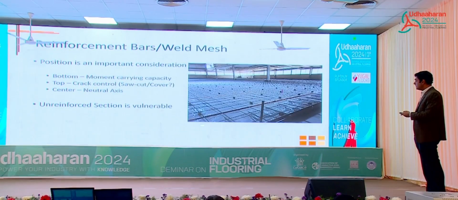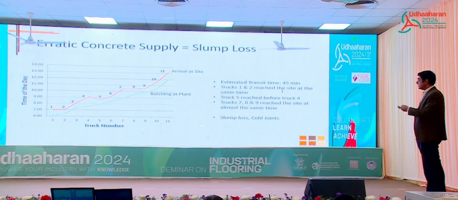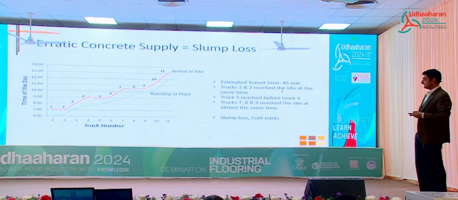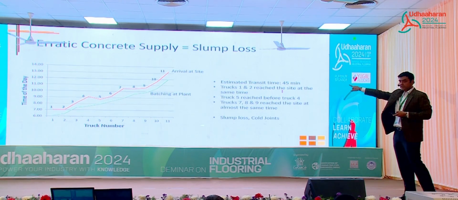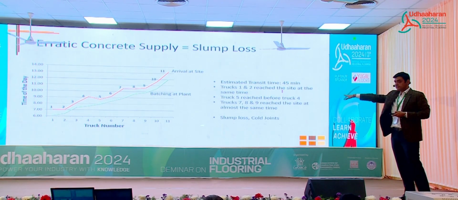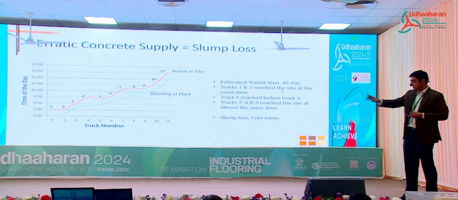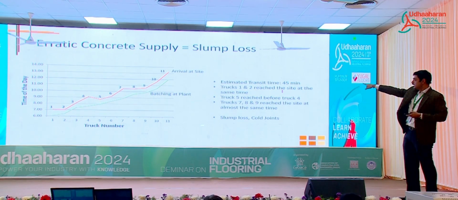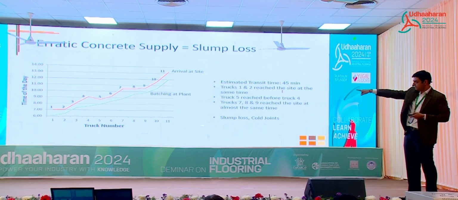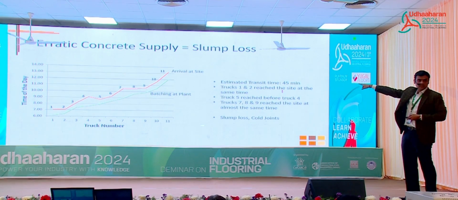Okay, sorry. So this is site data from one of our sites. The green line that you see is the time. So the x-axis is the truck number, the y-axis the time of the day. If you see the green line, that is when the batching started. So we started batching at 6 a.m. It ended at about 12. At site, we started at 7, ended at 1 p.m.